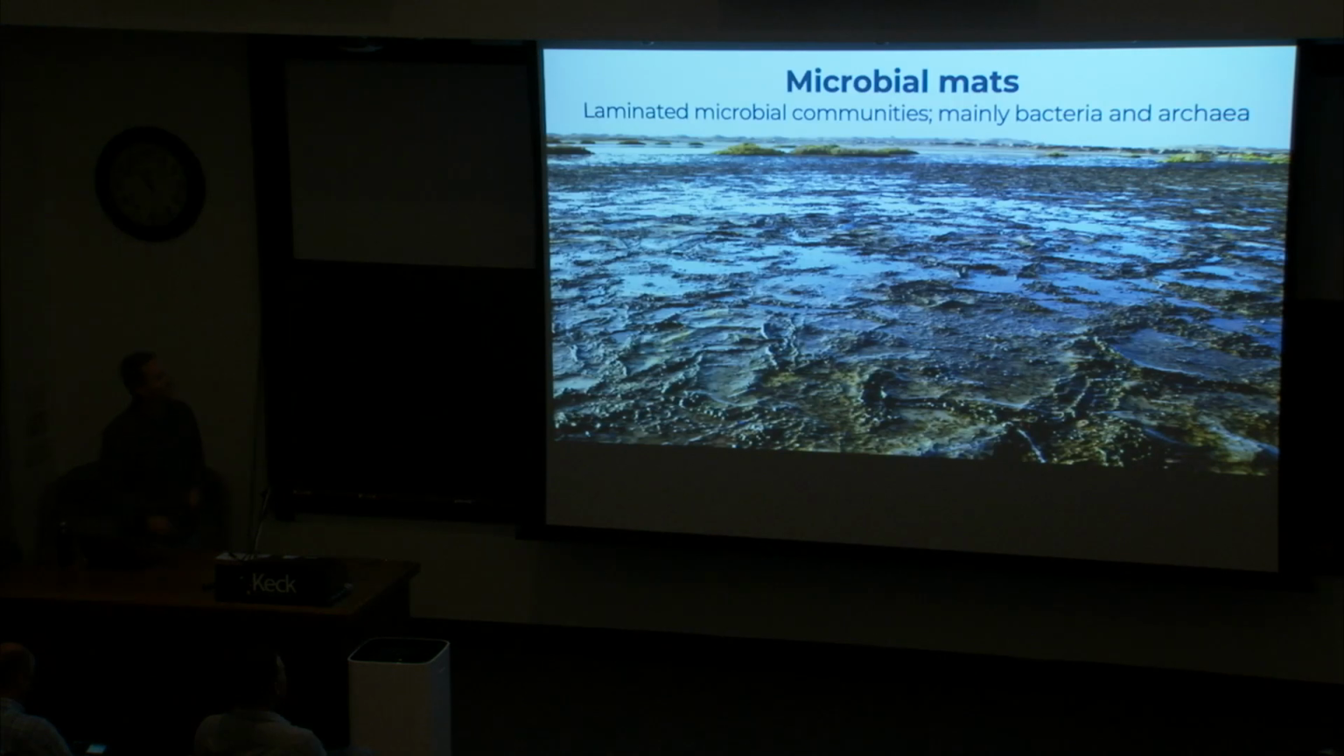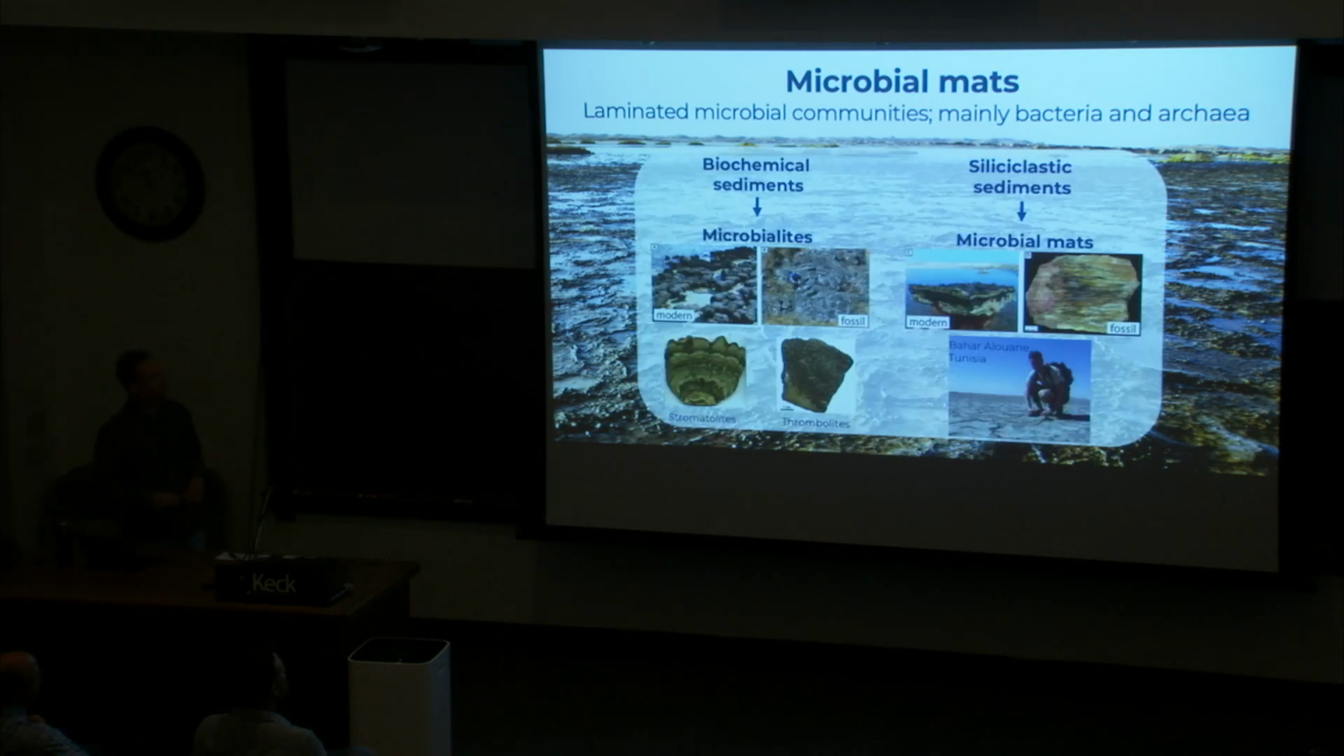We have already heard in the previous talks a lot, we talked about microbial mats. Maybe not all of you are familiar with what they actually are. So these are laminated microbial communities that are mainly formed by bacteria and archaea. And it really depends on the environment in which these mats are thriving, what kind of structures you form in the end. So Frank has already talked about microbialites. These are biogeochemical sediments. Famous examples are stromatolites and thrombolites.